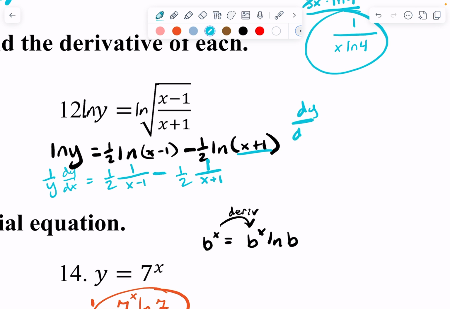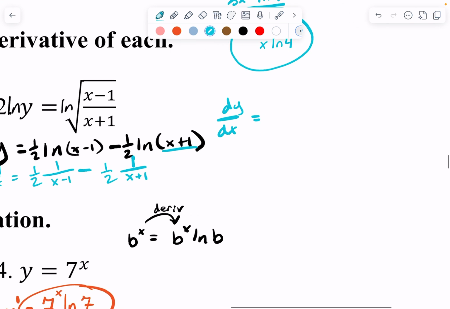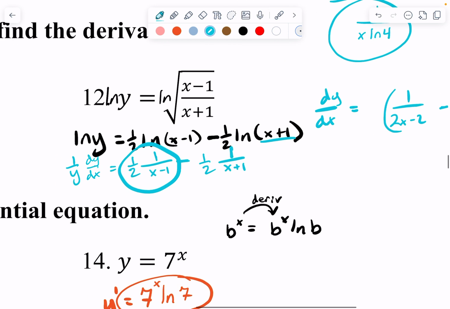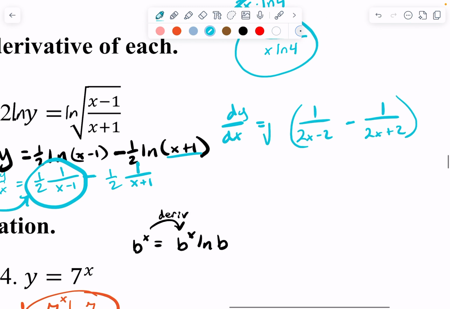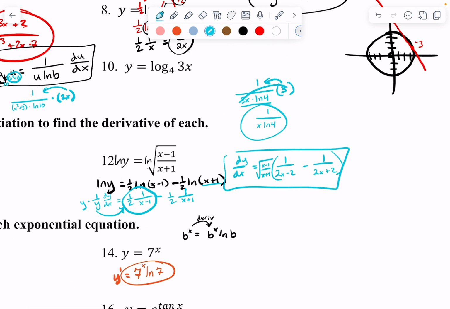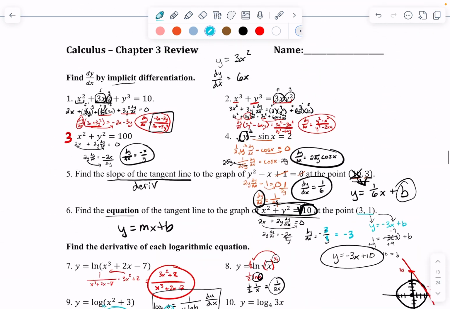So let's see. How do we want to simplify him? dy dx equals, I'll save space for that y. I'm going to put this together. So this is 1 over 2x minus 2 minus 1 over 2x plus 2. And then he is times y, because I got to multiply this y to the other side. And y is the square root of x minus 1 over x plus 1. That's what y is. And that's it. Kind of ugly, but better than doing a quotient inside of a chain. All right, that was a lot of stuff. That took a little bit more time than I thought it was going to.